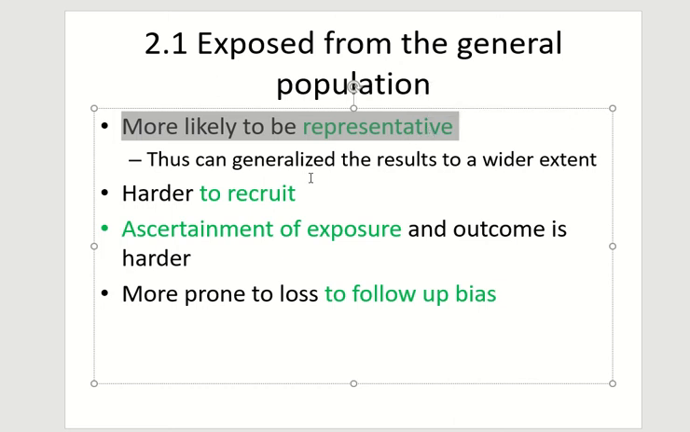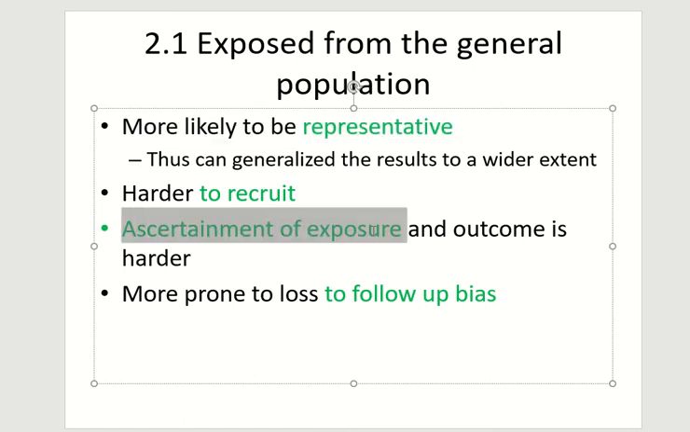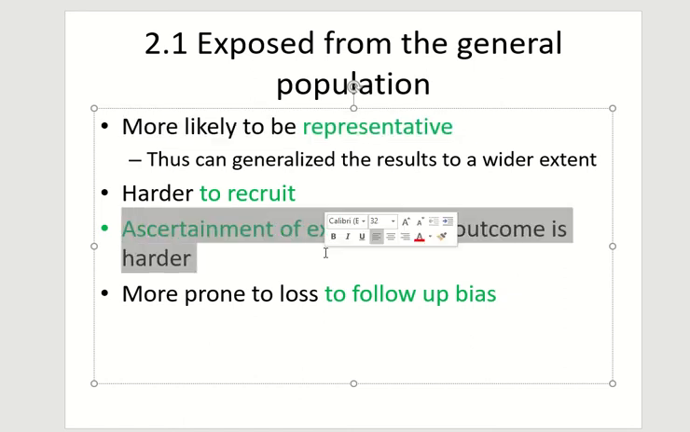Okay, so they're harder to recruit. The ascertainment of exposure and outcome is harder, also because it's a general population. It's always harder than if you have a specific group. If you have nurses, they're easy to find. They're already aggregated within the hospital. They already have their medical records, so it's much easier to do.